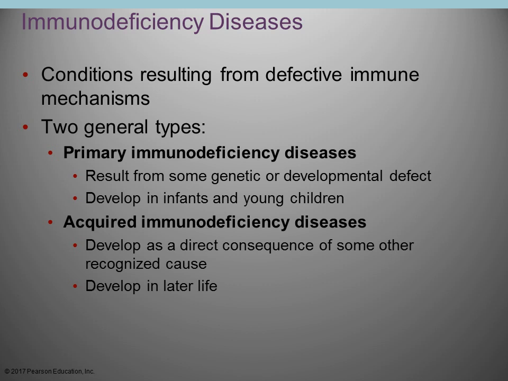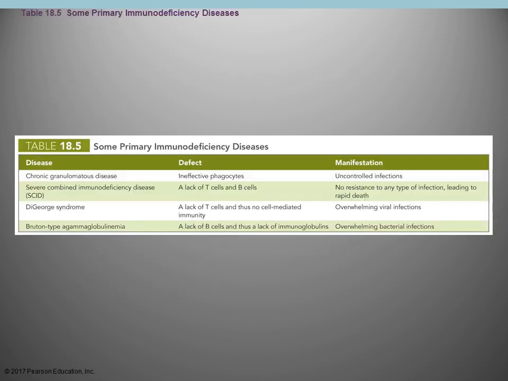So if you have a defective immune system, there are two general types that they'll be classified as. Primary immunodeficiency diseases, this is when the result is from a genetic or a developmental defect. It develops in infants and young children. An acquired immunodeficiency disease is one that is usually developed later in life, and there is some direct cause. We can say maybe there's an infection and this causes this particular disease.